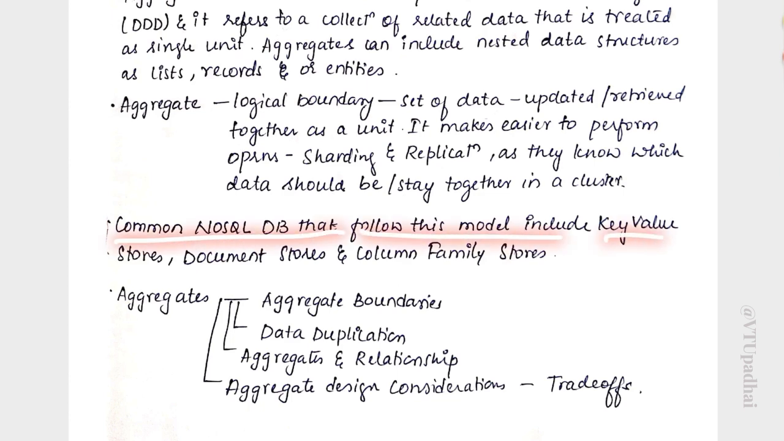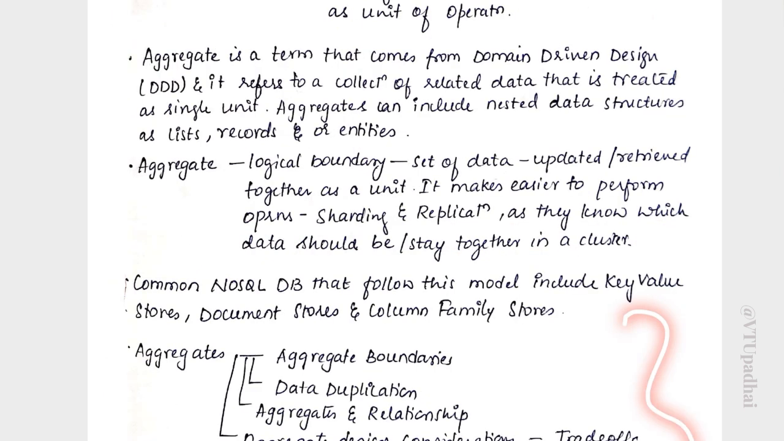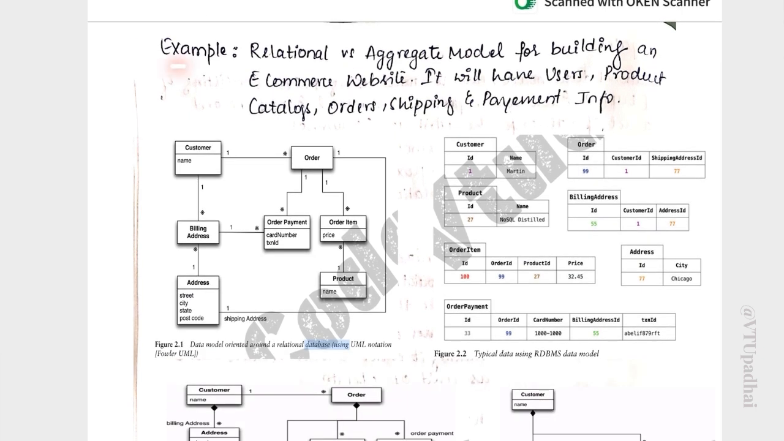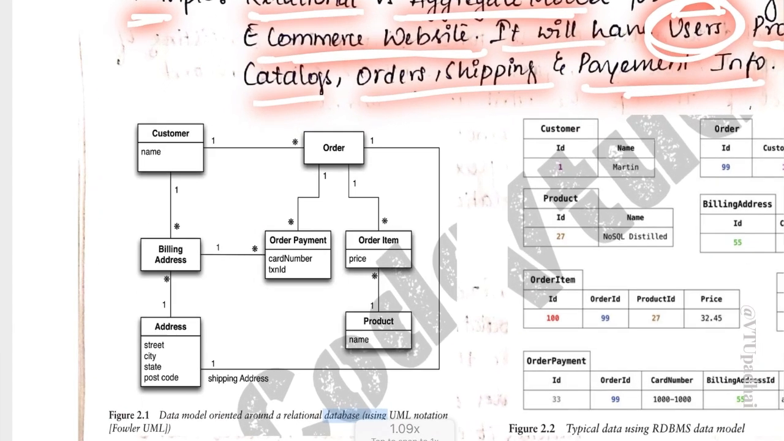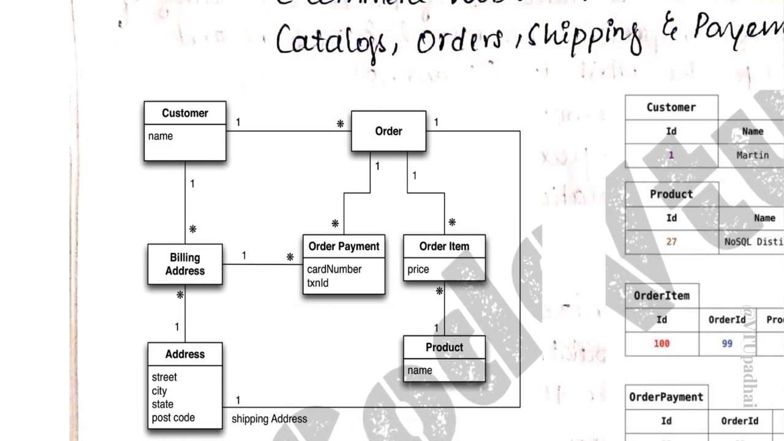So we have seen the different types, right? Before covering these topics, let's look into an example. The example is about the relational versus aggregate model for building an e-commerce website. This e-commerce website will comprise users, product catalogs, orders, shipping, and payment information. The first figure, 2.1, is the basic data model around a relational database using UML notation.